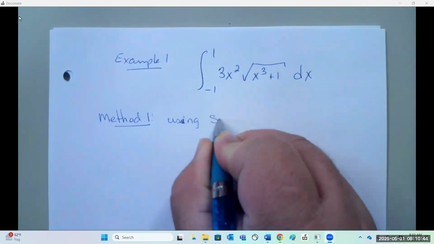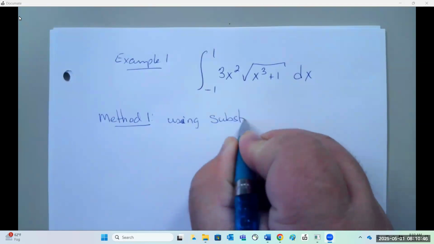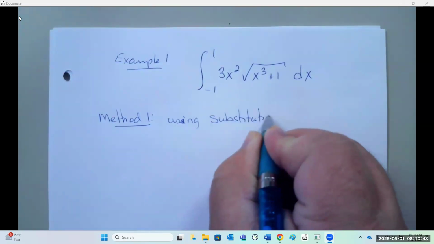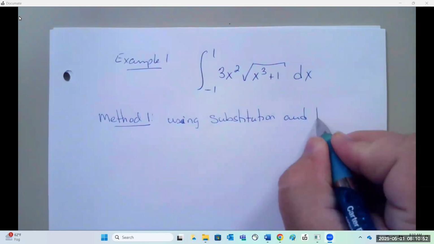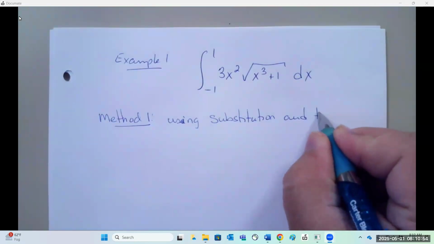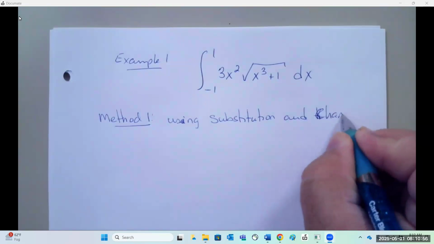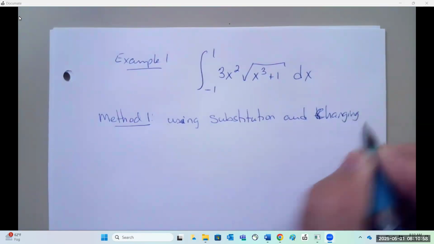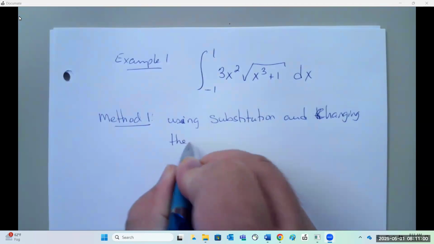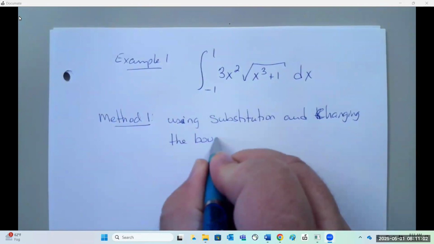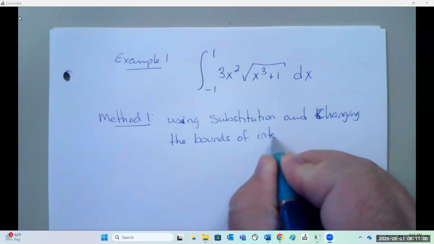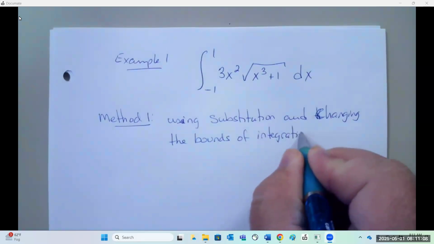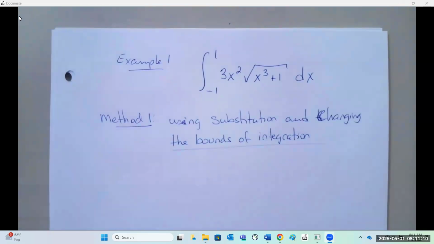Using substitution, and now say changing substitution. So this is our first method.